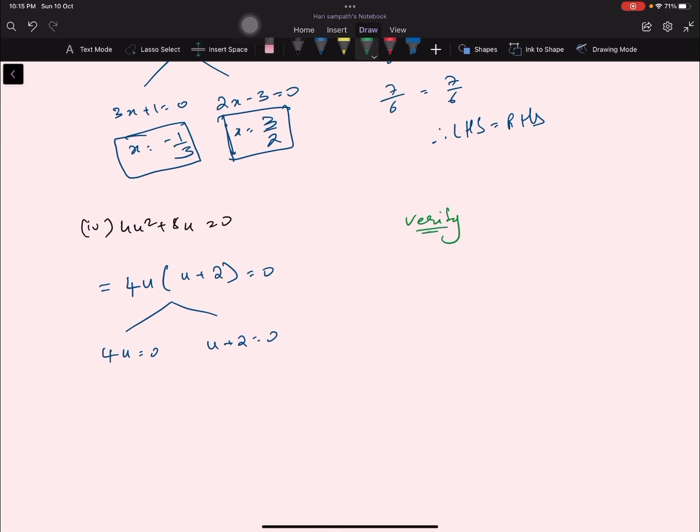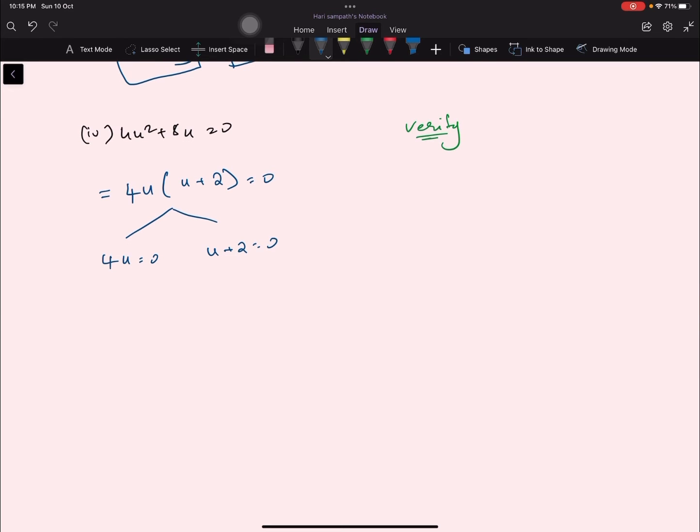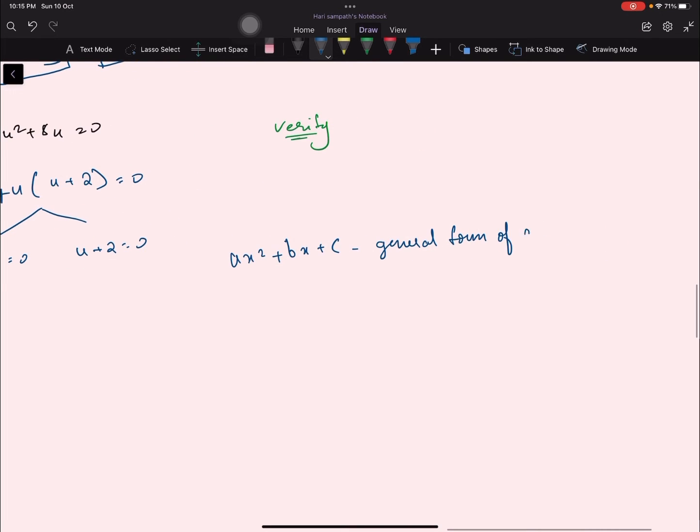These kinds of sums are very easy, but don't confuse not having c with having no b, because the general form will be ax square plus bx plus c. This is the general form of a quadratic equation.